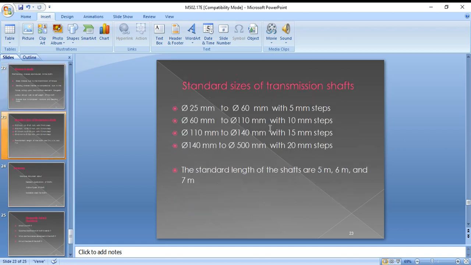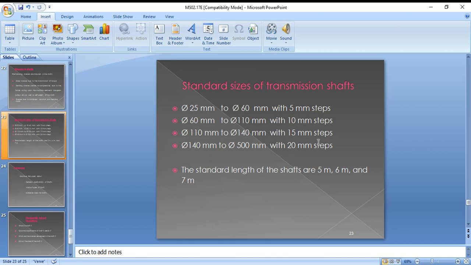So next we have standard sizes. The standard lengths are 5 meter, 6 meter, and 7 meters. And standard diameters are: in between 25 mm to 60 mm diameter it is 5 mm step, in between 60 to 110 it is 10 mm step, 110 to 140 it is 15 mm step, 140 to 500 it is 20 mm steps.